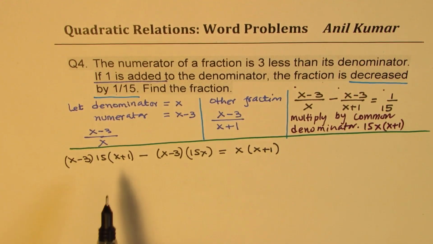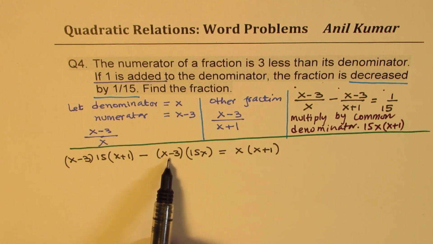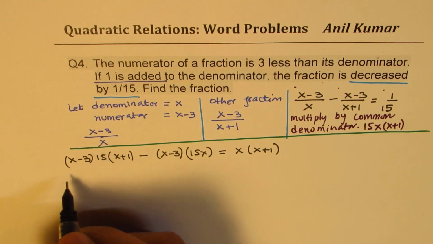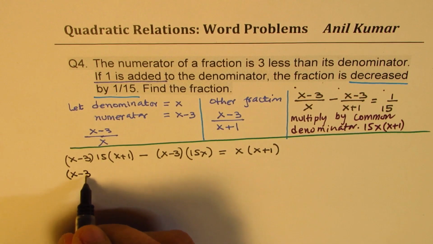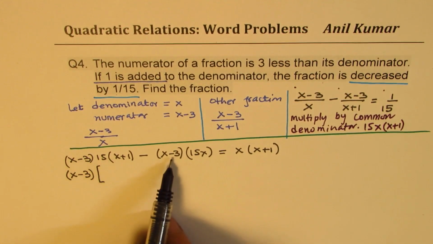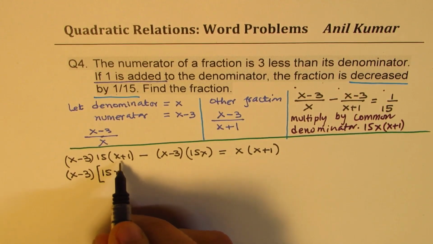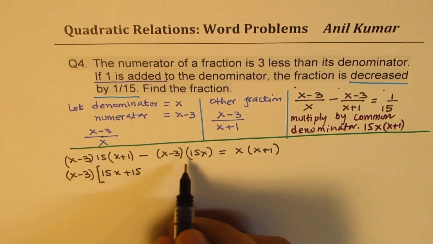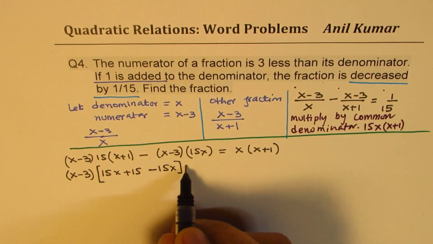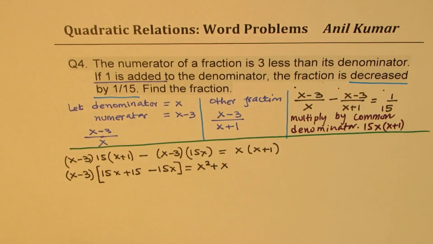Clear? Now on the left side you see x minus 3 is a common factor. If you take the common factor and then simplify, it becomes simpler. So we'll do that. It's a good technique, right? We should learn how to do it as we move along. So x minus 3 I took common, and I multiply with this. So it is 15x plus 15 here, and from here we get minus 15x. On the right side, when you multiply, we get x squared plus x. Is that clear?